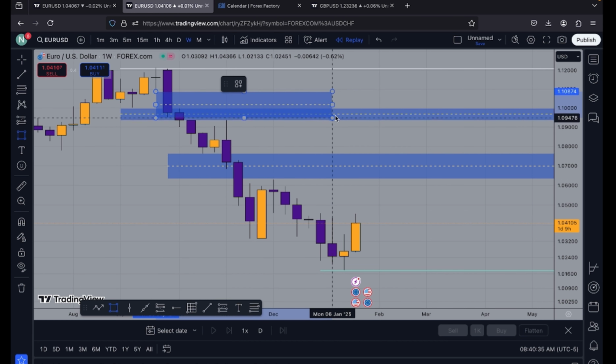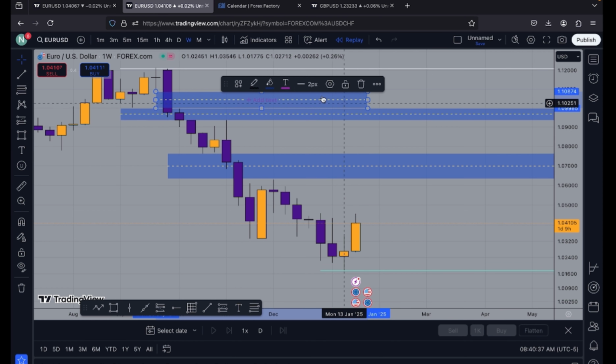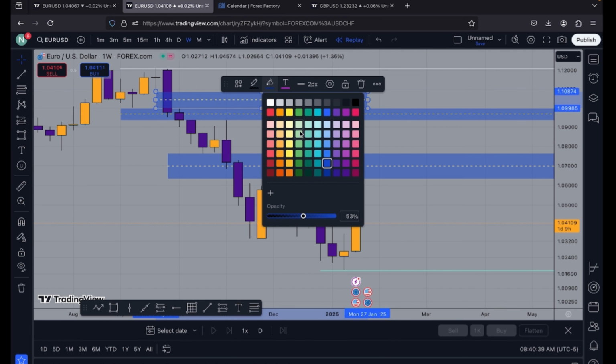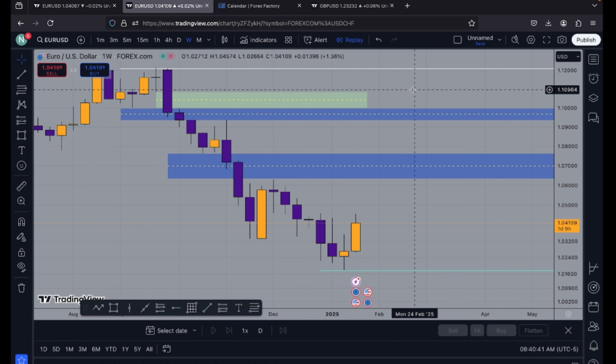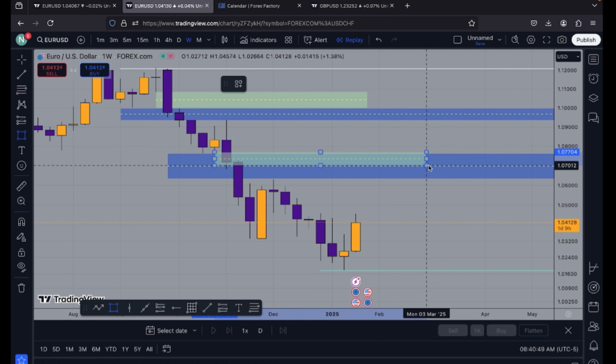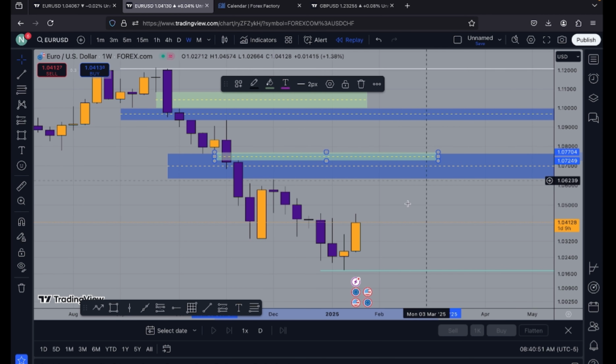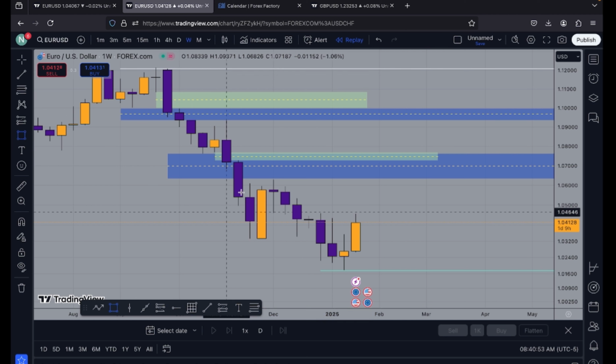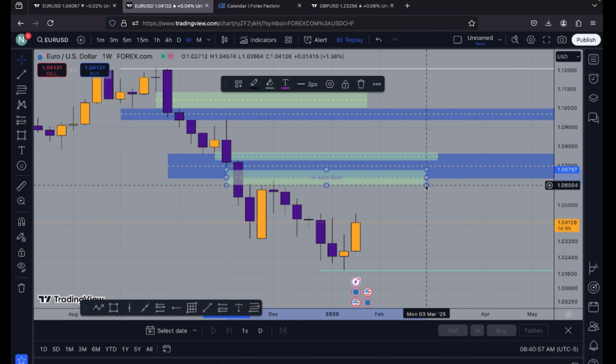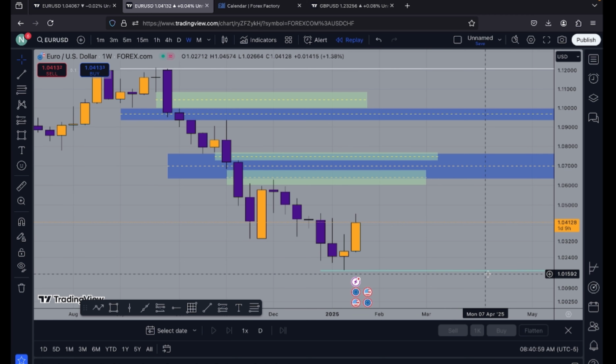From this very point, we'll have a fair value gap, right? And I want to change the color, so that's for the weekly, so that when we transpose to the lower time frame, you don't get confused. We'll have another weekly fair value gap here, right? So let's take note of that. Then we'll have another one here. Okay, so we have identified all the fair value gaps on the weekly time frame, right?